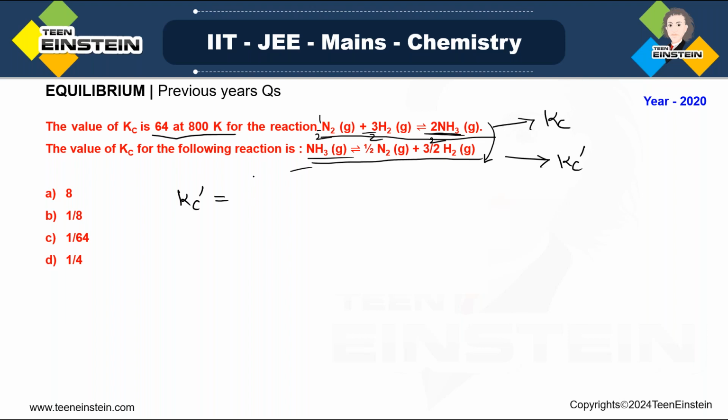So first of all, Kc prime will be 1 divided by Kc, and not just simply this expression, there will also be a root. You know the value of Kc, which is 64. So the answer should be 1 by 8. That is option B. Okay.